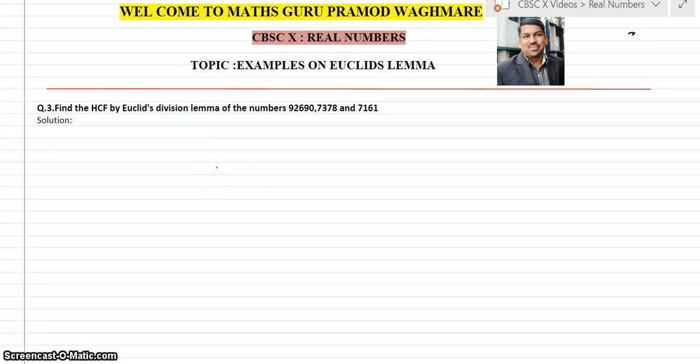So here we have to find HCF, the highest common factor of three numbers. Before we find the HCF of all three numbers, first we find the HCF of these two numbers. How do we find HCF using Euclid's division lemma? We divide the bigger number by the smaller number, find the quotient and remainder, and then using Euclid's lemma we write the bigger number as a = bq + r in this form.